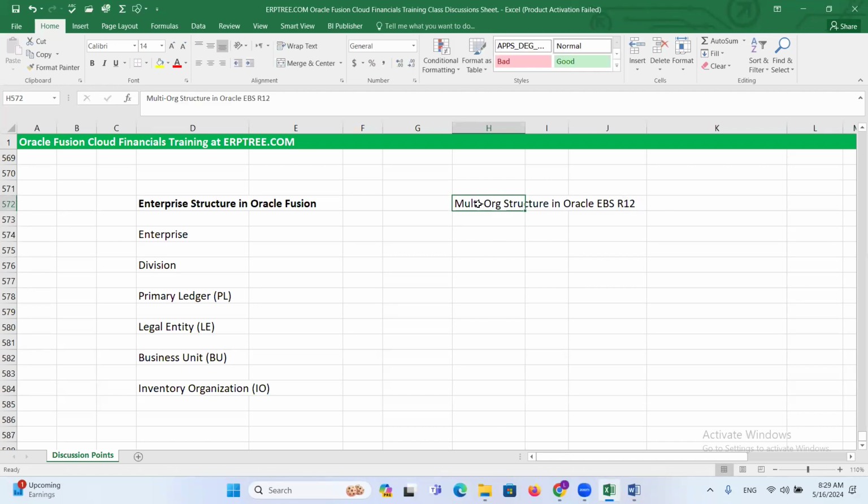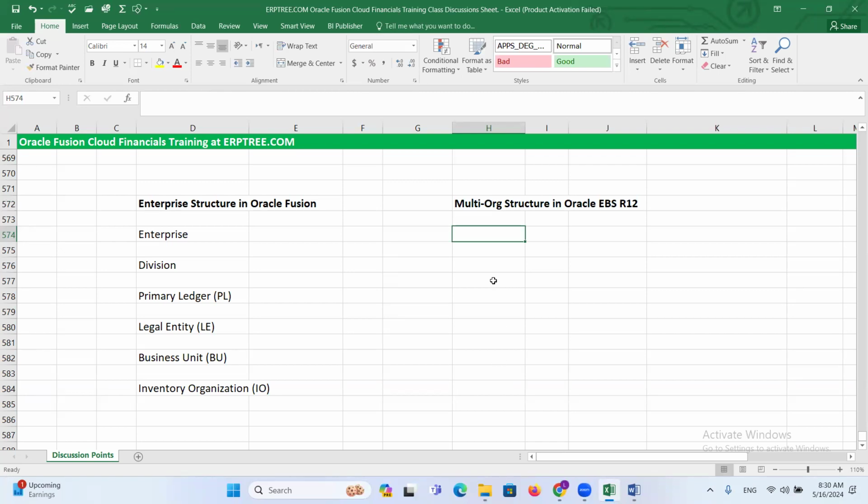As per the multi-org structure in EBS, what multi-org components do we have? Here multi-org means multiple organizations. So whatever we call the multi-org structure in EBS, the same we call the enterprise structure in Fusion. The product evolved from EBS to Fusion, so the base is EBS. So what naming convention do we have in EBS?